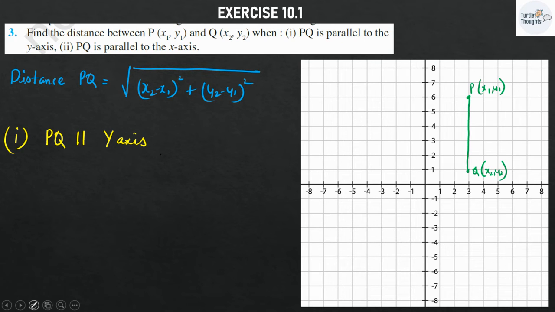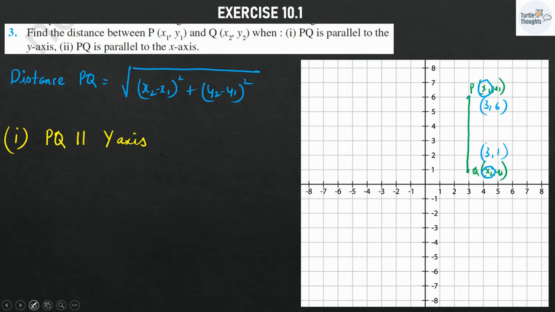Now, what will be the coordinates of these points? The point P can be written as (3, 6) and point Q can be written as (3, 1). What do I observe here? I observe that the value of x1 and the value of x2 is the same. You can try this with any line which is parallel to the y-axis. Every time the values of x1 and x2 will remain the same.